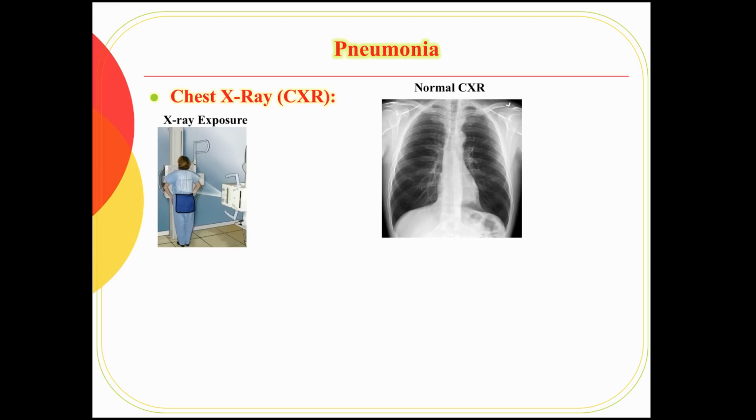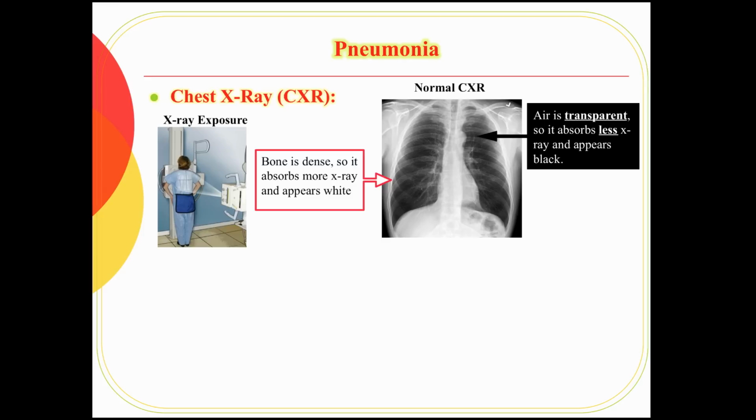Look at this. This is a normal chest X-ray. As you see, the white parts are the bones, and the bones are dense. The bone is dense, so it absorbs more X-ray, and that's why it looks white. But here this is air. Air is not dense, so the amount of X-ray that air absorbs is way less than the blood, for example, or the bones. So that's why it normally appears black.